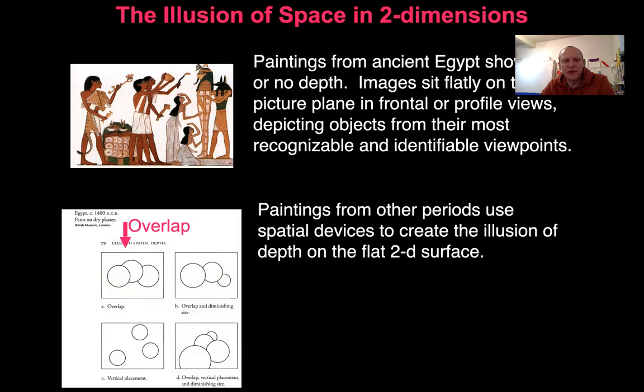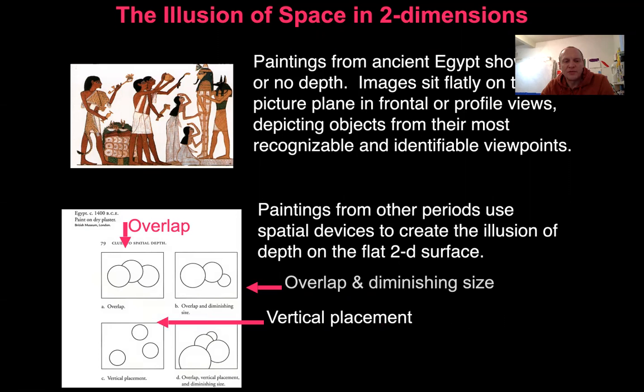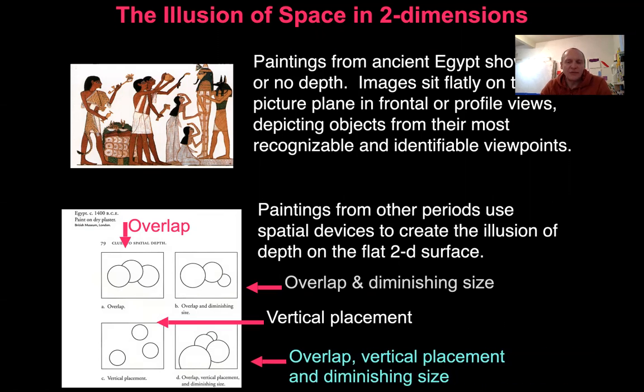So there are these devices that you can use to create the illusion of space. There is the overlapping I mentioned. There's diminishing size, where objects get smaller the further they are away from you. There's vertical placement, when objects appear to be closer when they're low down in the painting. Objects that are high appear to be further away. When we combine overlap, placement, and diminishing size, we get a more rounded sense of space and depth.